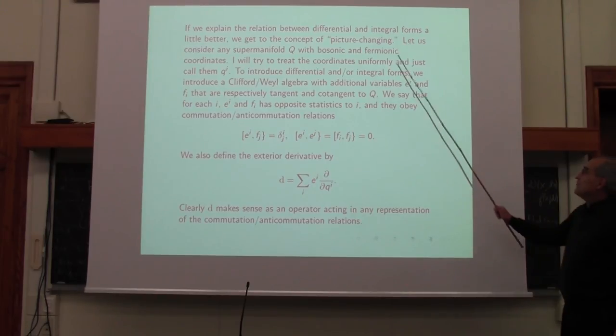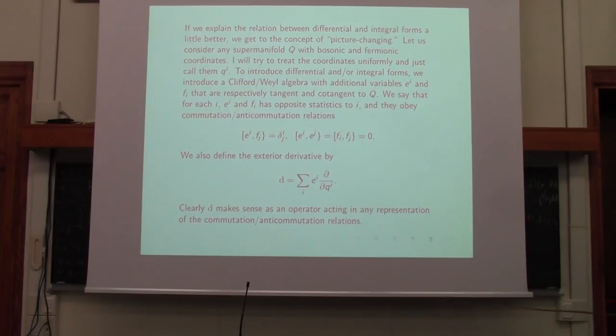If we explain the relation between differential and integral forms a little better, we get to the concept of picture changing that was introduced in perturbative string theory by Friedan, Martinec and Shenker in 1985.